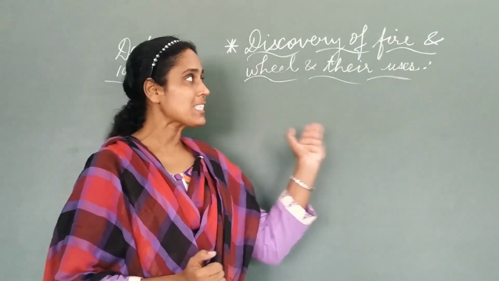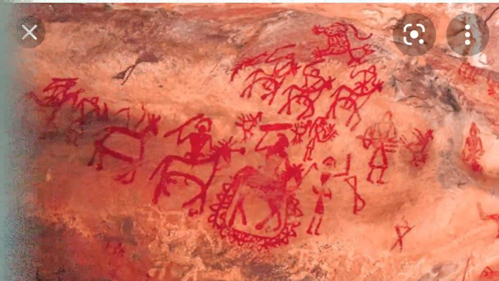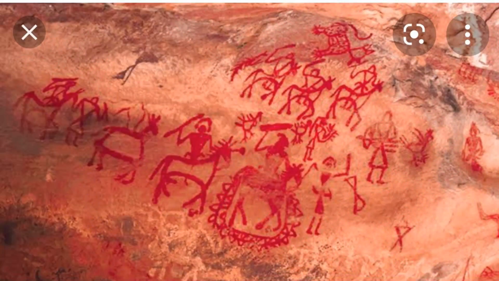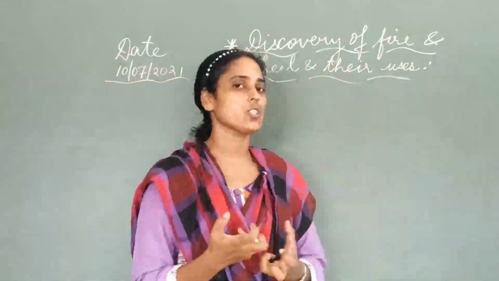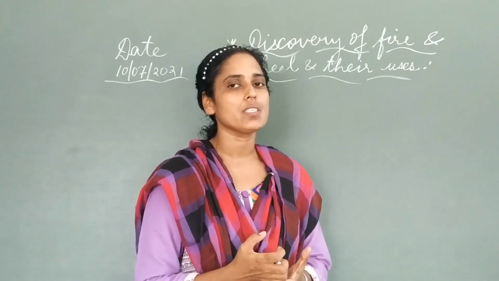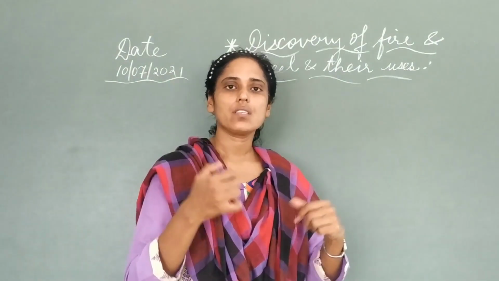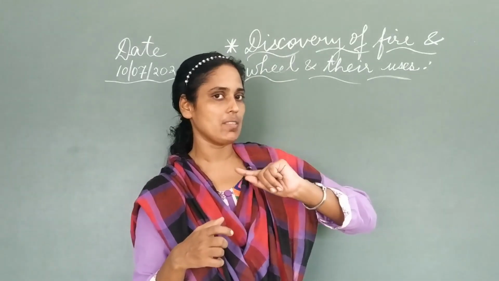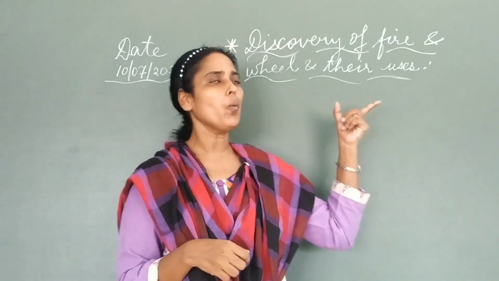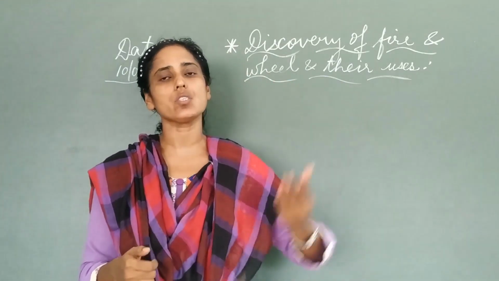So now we come to the next topic, students, that is discovery of fire and wheel and their uses. As we saw in the previous video, students, people in those ages, that is the primitive man, did not have cooked food. He had raw things to eat, that is raw meat of animals which he hunted, raw fruits, then roots, all these things he ate in the raw form. Cooking was not done because, as we saw in the previous video, fire was not invented. So now we will see the discovery of fire and wheel and their uses.